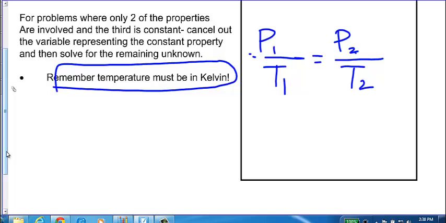So you can get any of the ones that we've already talked about simply by removing the constant from this equation. However, if nobody's constant, you have to leave them all in. P1 V1 over T1 equals P2 V2 over T2. So this equation is given to you in reference table T, and we'll be doing some practice with it throughout the course of the week.